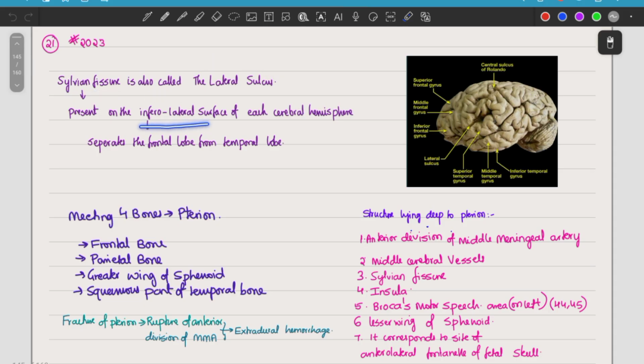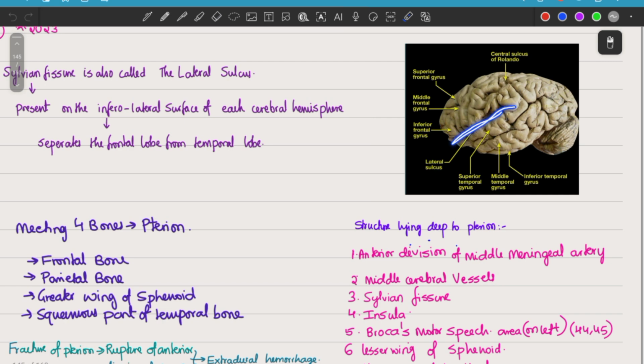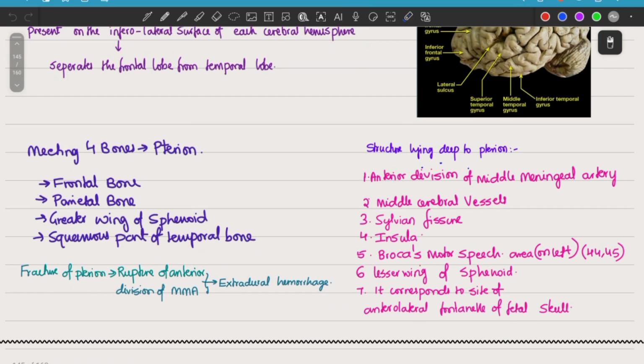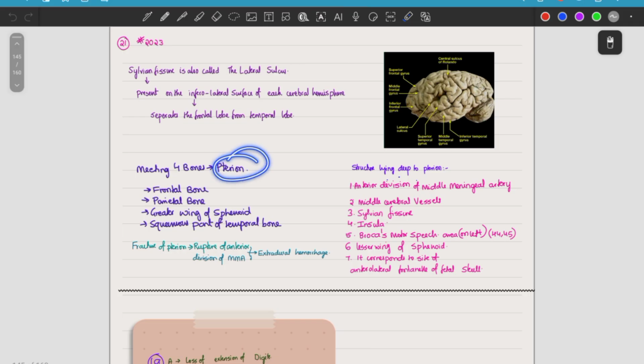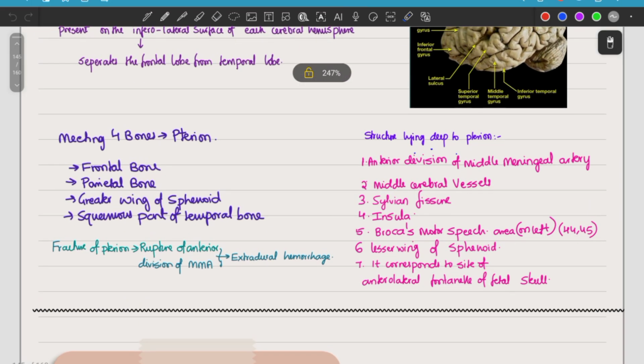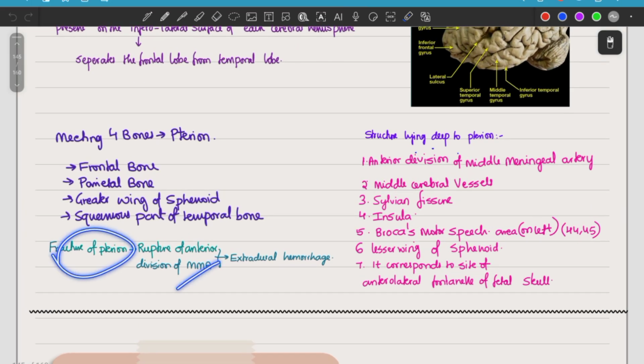It is present on the inferolateral surface of each cerebral hemisphere, and separates the frontal lobe from the temporal lobe. What is pterion? It is the meeting of four bones, which are the frontal, parietal, sphenoid and temporal bone. The fracture of the pterion, what is its importance? Anterior division of middle meningeal artery gets ruptured and there will be extradural hemorrhage.